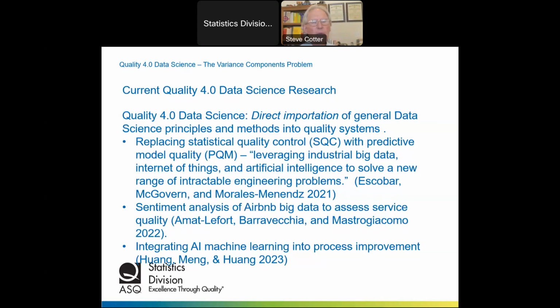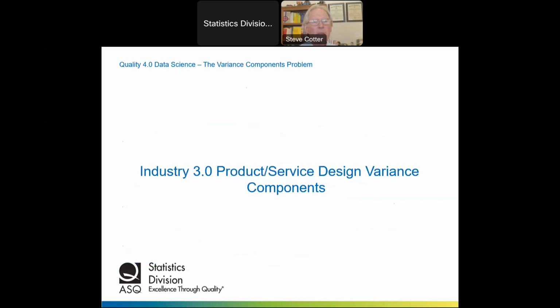And if you want, I have these articles and can give you complete references to them. So Industry 3.0, 4.0 products and service design, variance components are the baseline, because that's where we were in the last half of the 20th century.